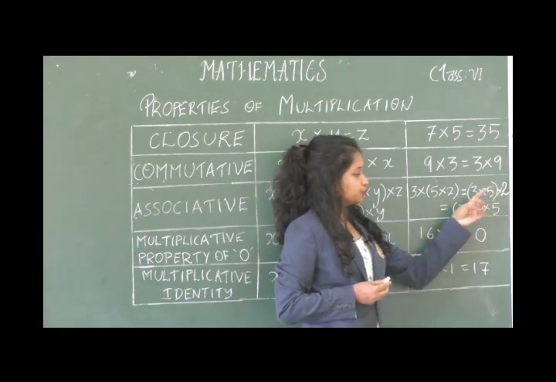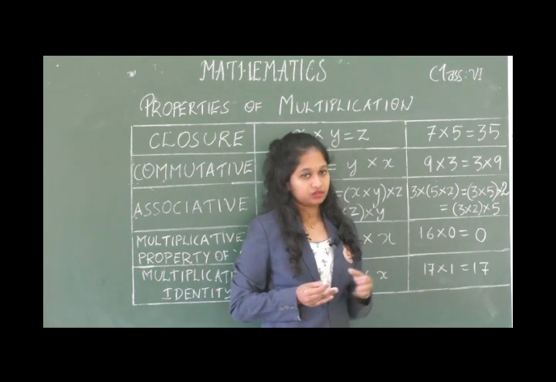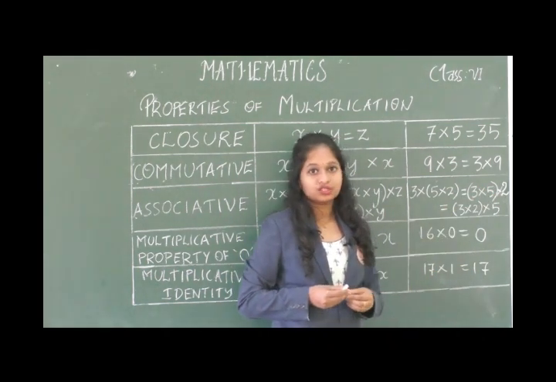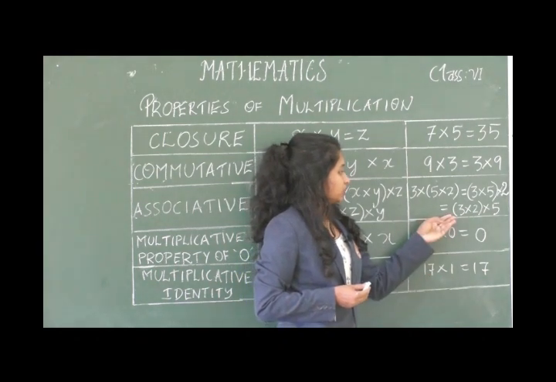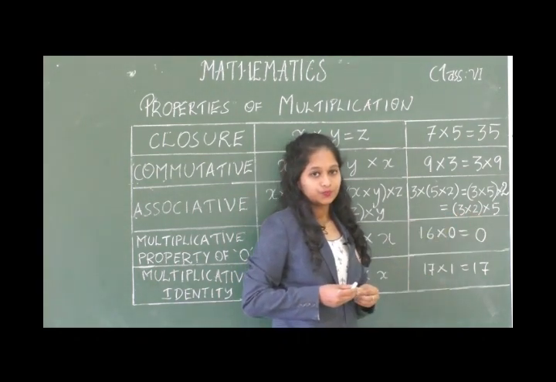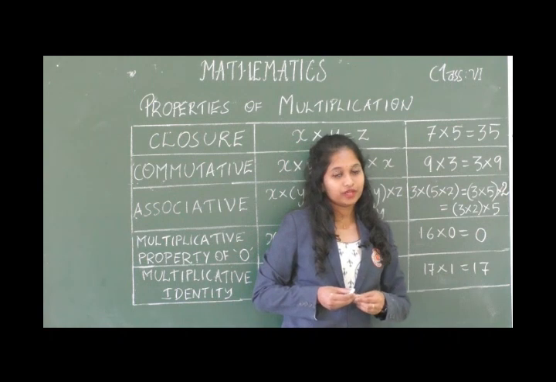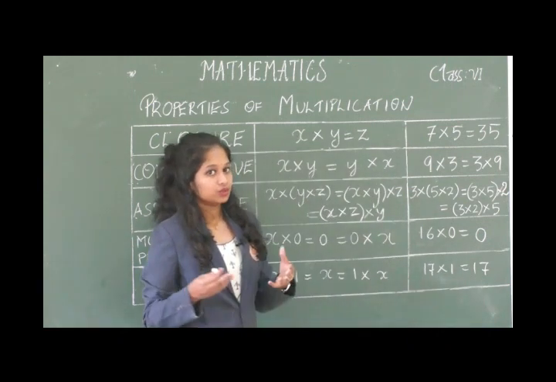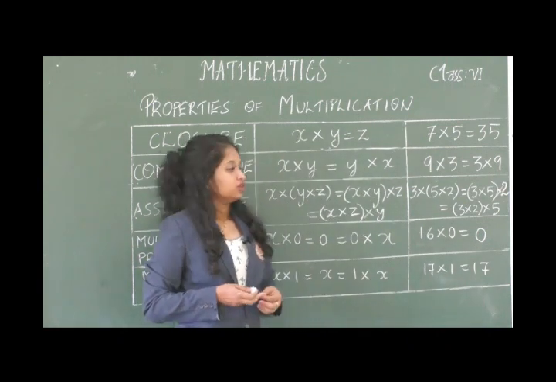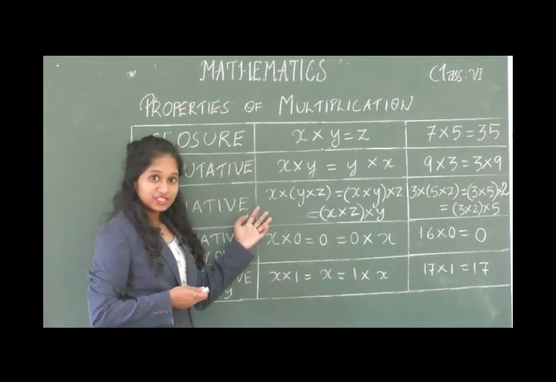Next, 3 into 5, 15. 15 into 2, 30. Here, 3 into 2, 6. 6 into 5, 30. So, the order doesn't matter for multiplication.